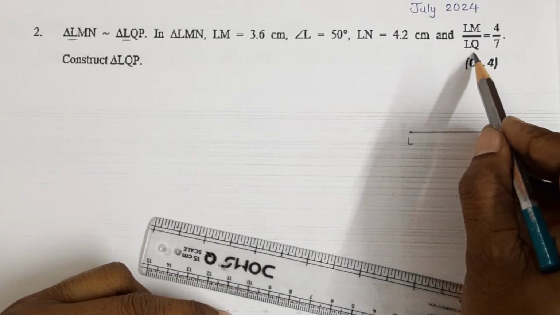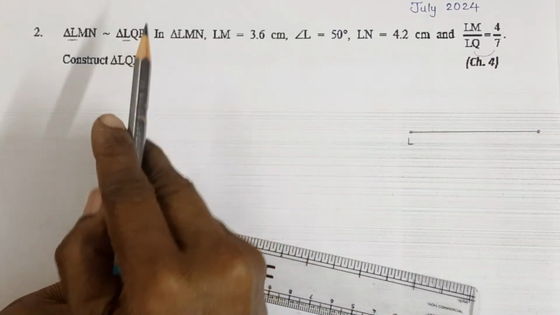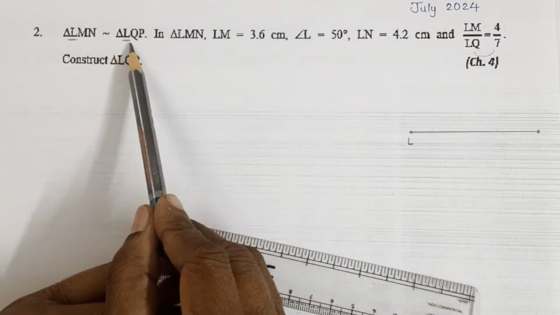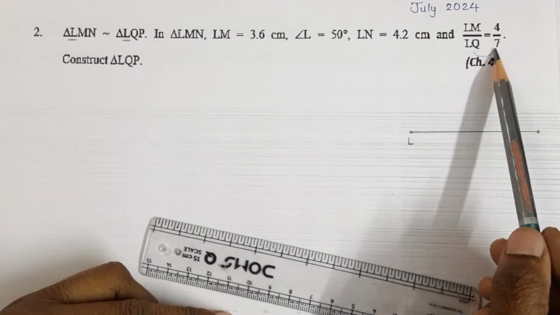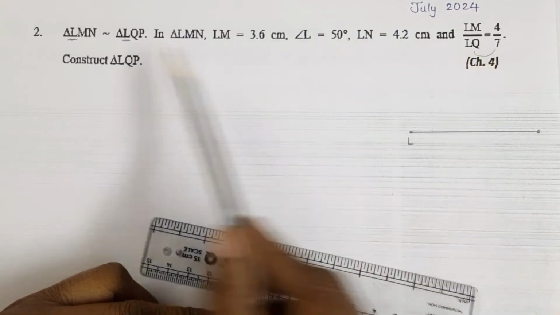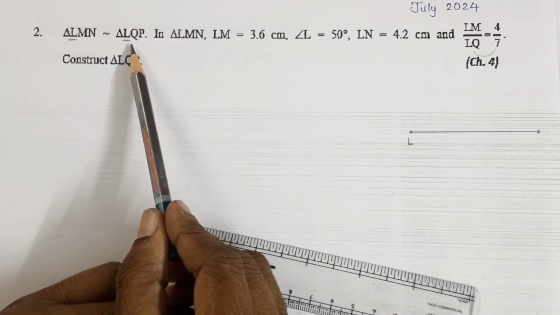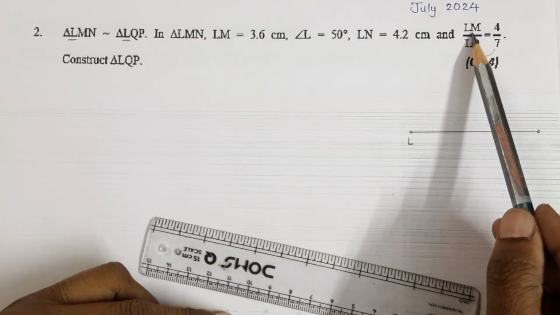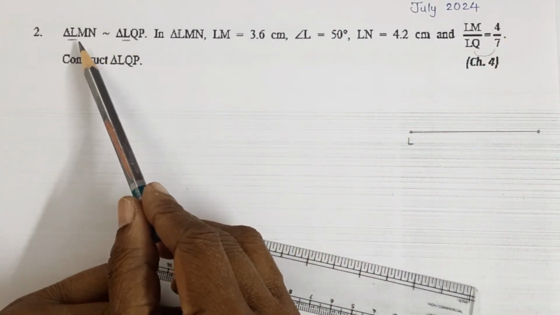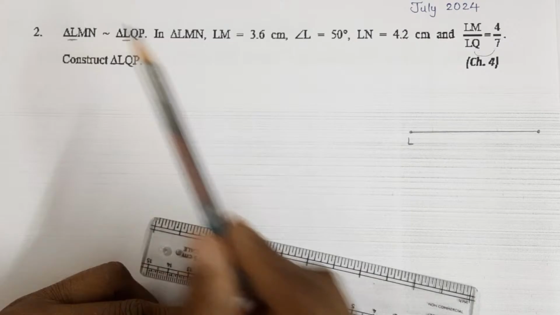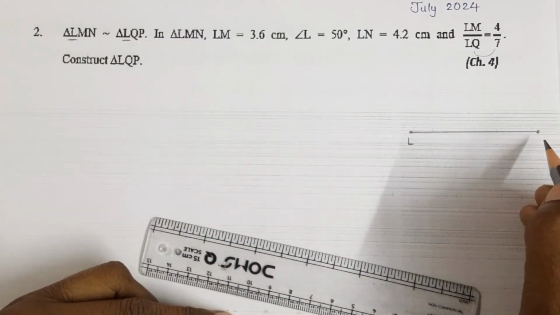So where is LQ? LQ comes in triangle LQP. So for LQP it is 7, and for LM it is 4. That means LQP is the greatest triangle, and LMN is the smallest triangle. That's why I draw a rough figure first.